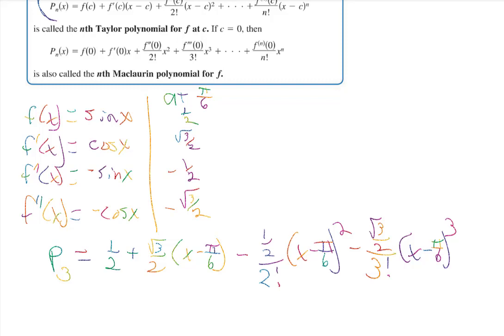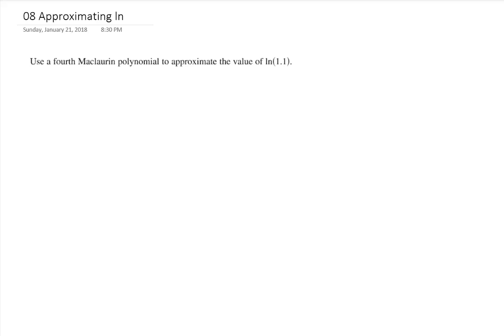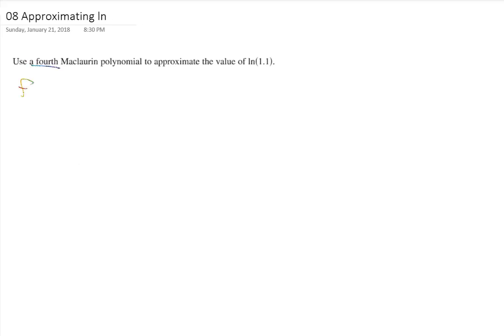Okay, finally, I'd like for you to look at a fourth Maclaurin polynomial to approximate the value of ln of 1.1. So let's think about this. Now, notice that we're given less information here. First of all, it's fourth, so we're going to need 4 derivatives. We're going to need a function and then 4 derivatives after that. So I'm going to write those out.